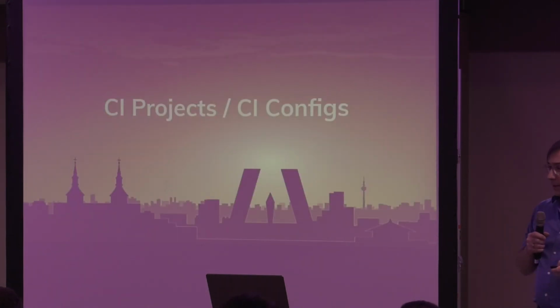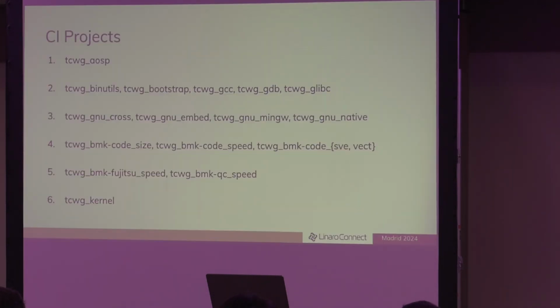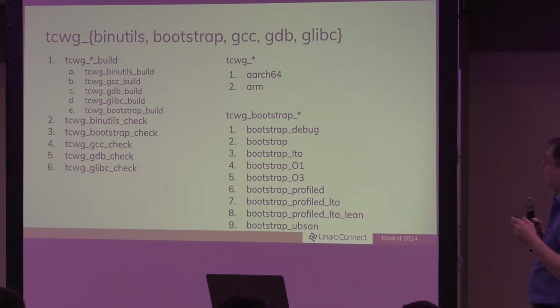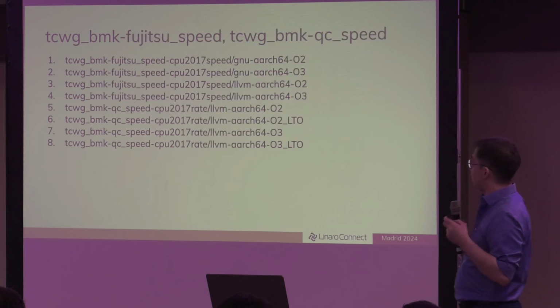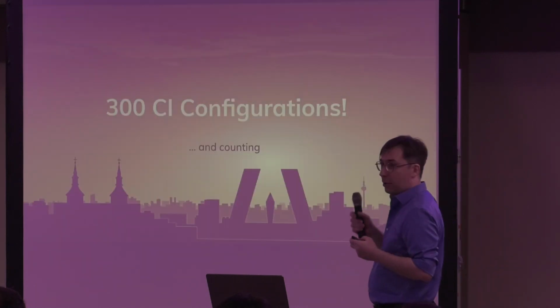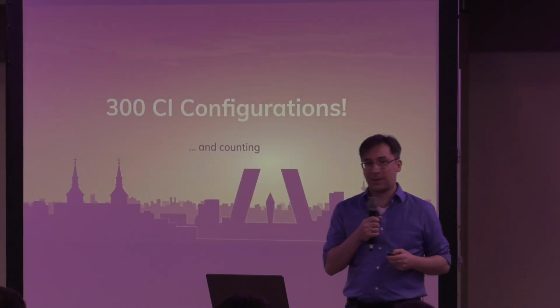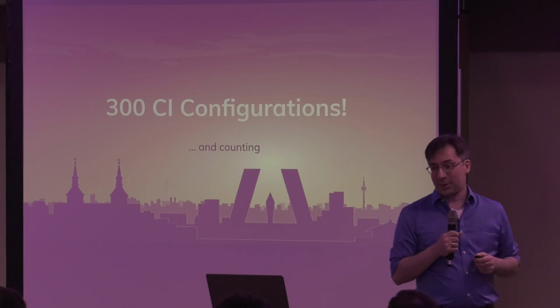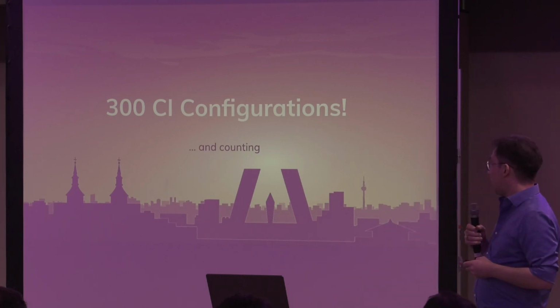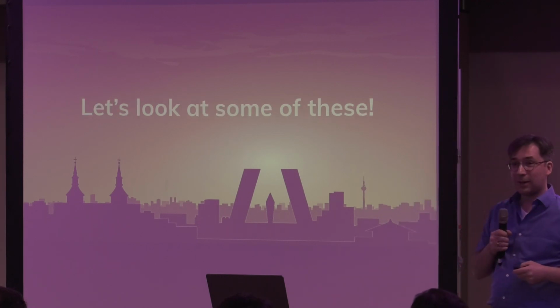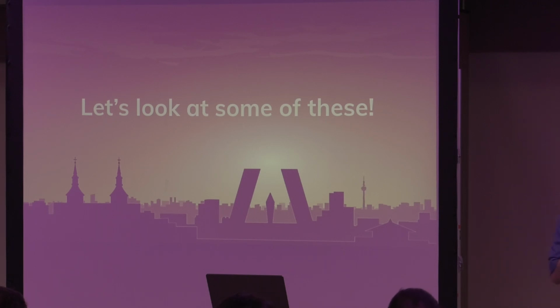And these are the CI projects and CI configs that we track. Let's quickly go through them. 1, 2, 3, 4, 5, 6, 7, 8. So about 300 CI configurations. We are done. Thank you. We have a 5-minute break, and then we are going to look at some of these configurations.